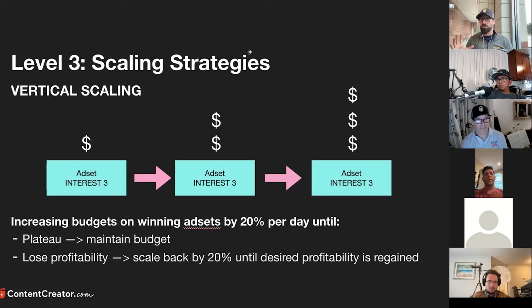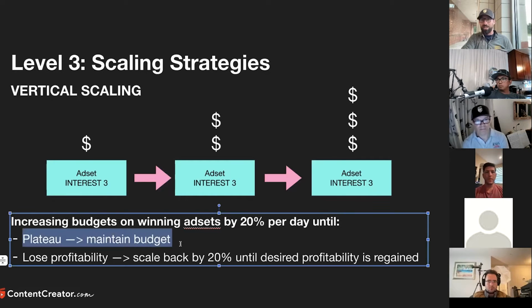Okay, so this is vertical scaling. This is the most common way to scale that you'll hear people do. If you start to plateau, just keep your budget steady. If you start to lose profitability, you want to start scaling back, turning off those low performing ads.